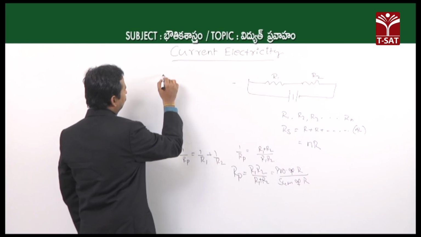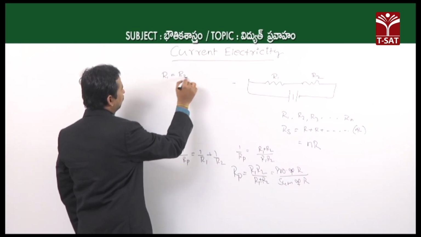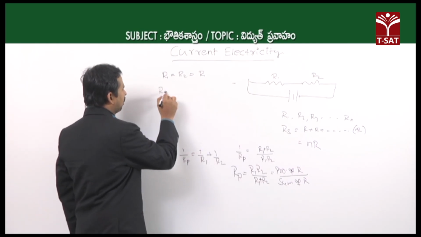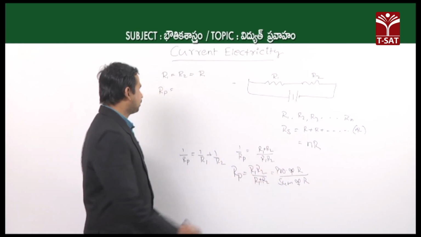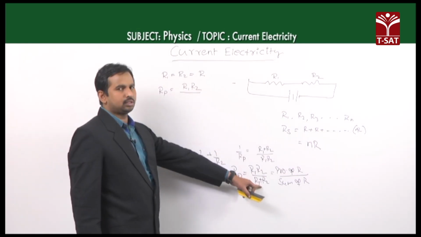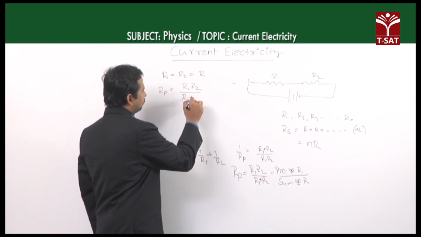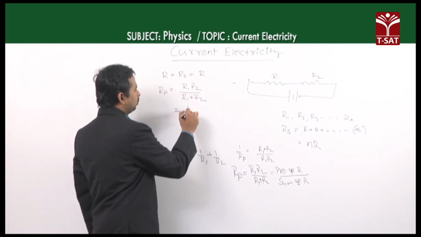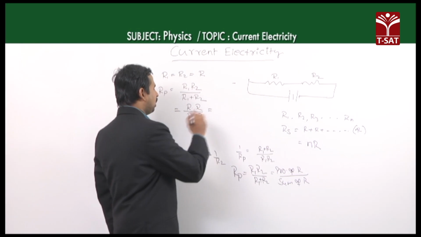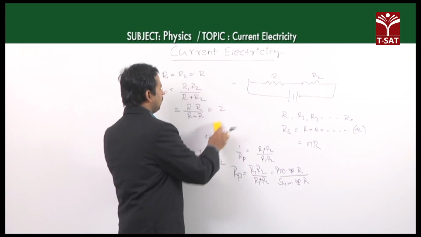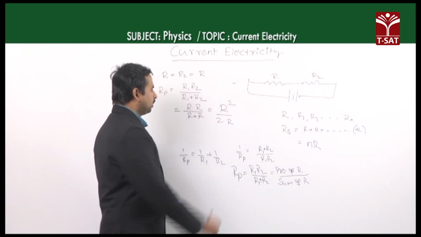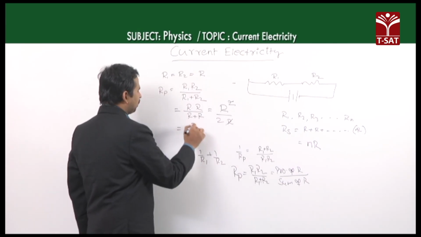Let us suppose R1 is equal to R2 is equal to R. When connected in parallel, Rp is the product of the resistances, R1 R2, by the sum of the resistances, R1 plus R2. Then R into R by R plus R becomes R squared by 2R. One of the R cancels and finally we get R by 2.